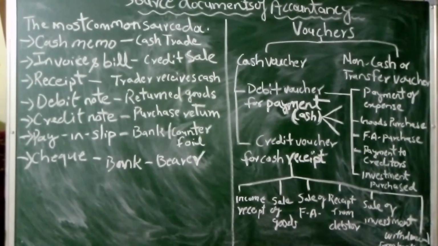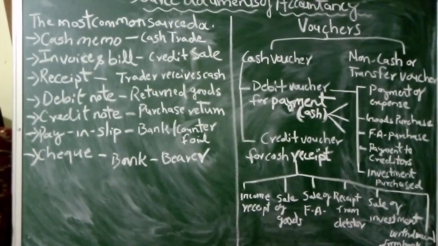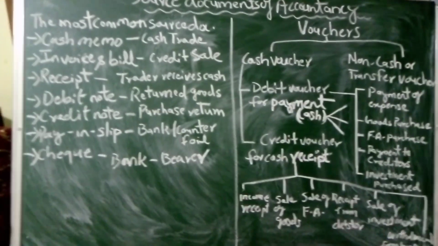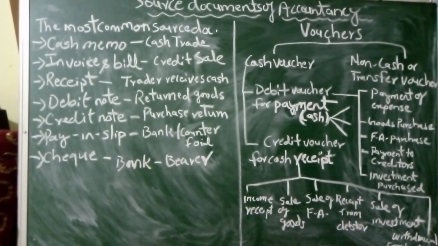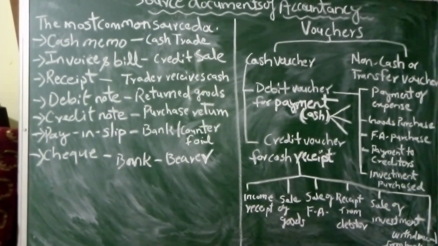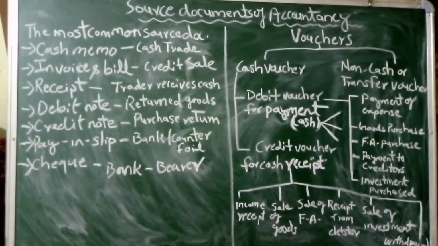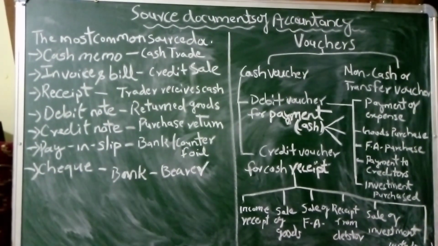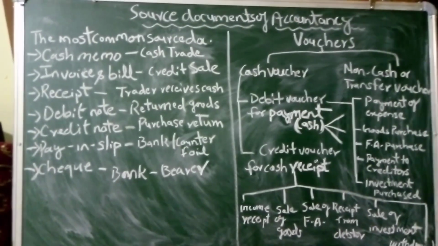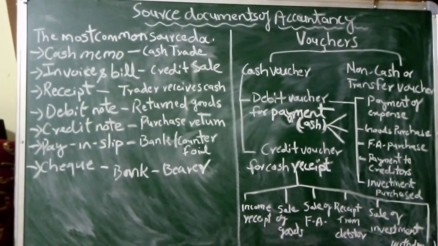Then the next is receipt. If the trader receives cash, he issues a receipt against the cash. Debit note: when sales return happens, sometimes it happens that we sold goods and the goods had some defect or any other reason, and the goods got returned. In that case, the trader will issue a debit note.